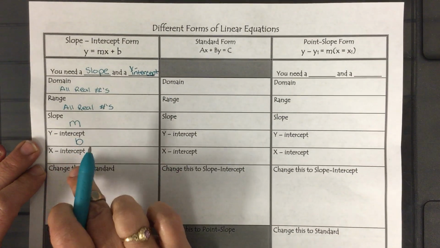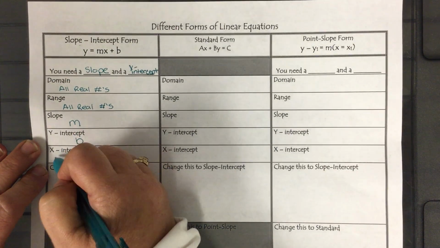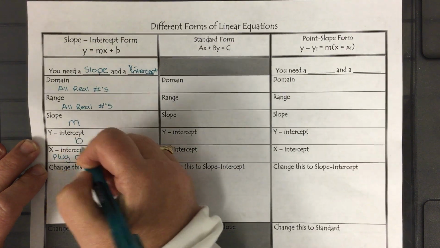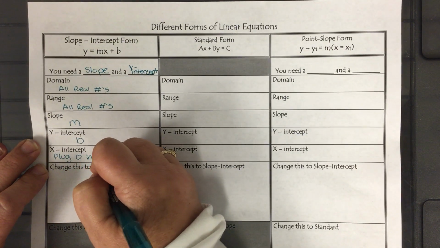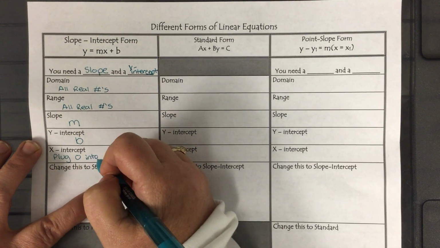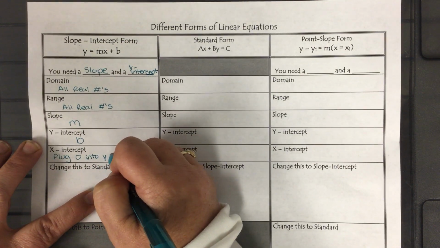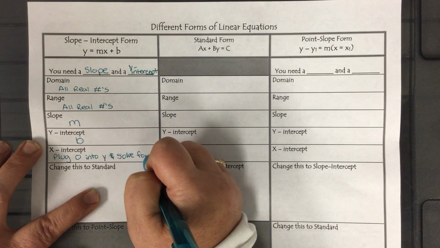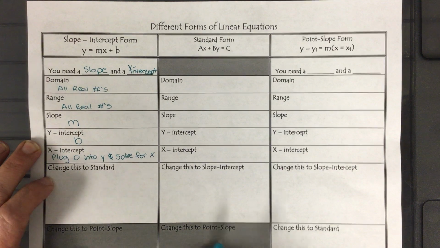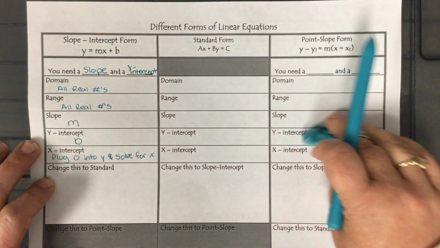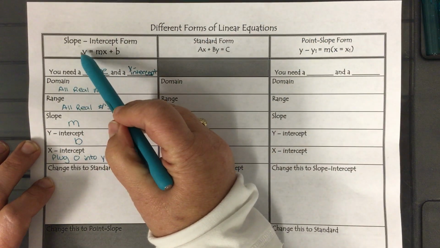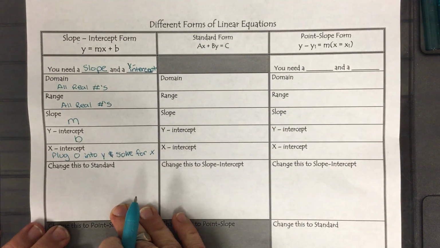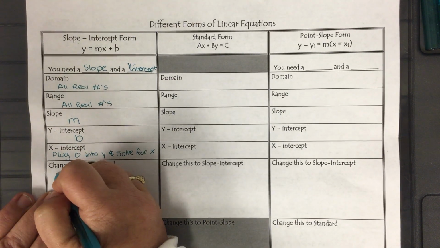To find the x-intercept, you just plug 0 into y and solve for x. Okay, so you just take that y and you make that equal 0, and then you solve for x.